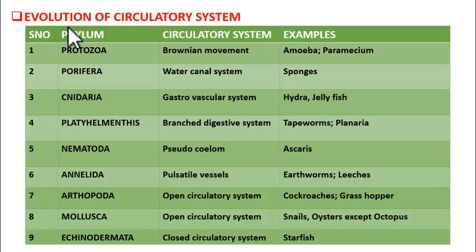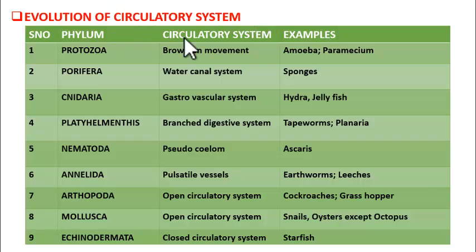Good morning students. Today let us understand about evolution of circulatory system. Students, what is the role of circulatory system? Yes, it is to transport materials such as nutrients, gases, waste across the body. Right? That's what we studied in human circulatory system.